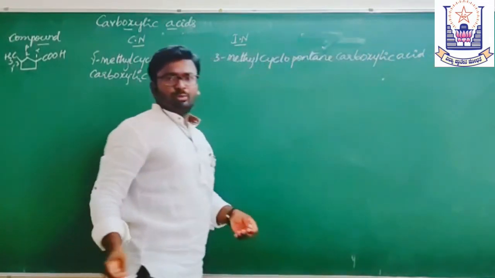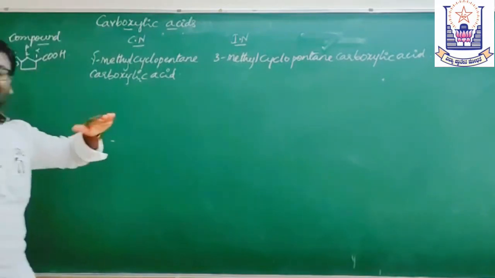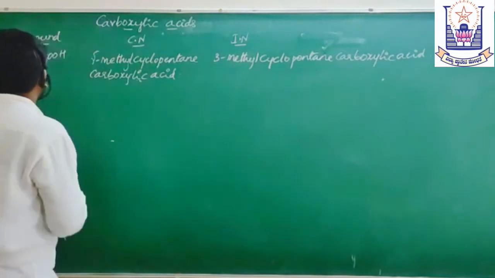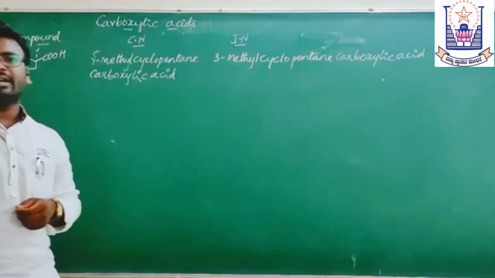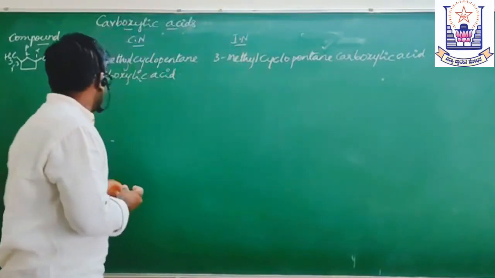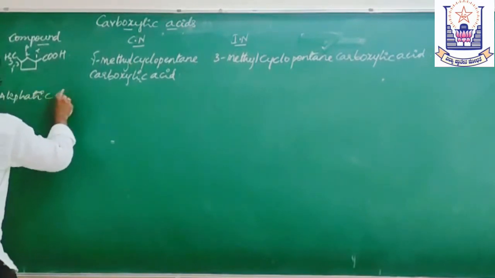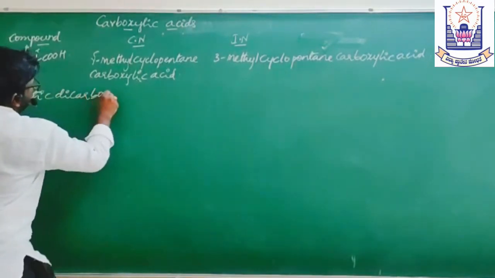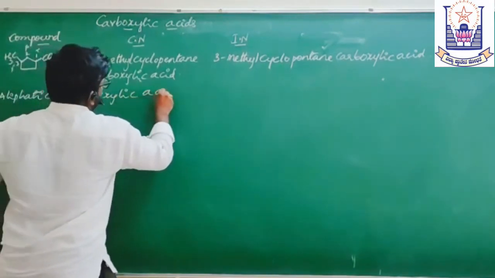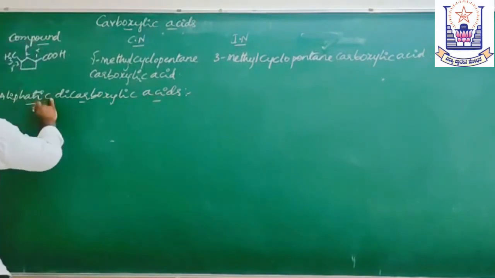Okay, like this we have to move. Yes. Come to the next, dicarboxylic acids. Dicarboxylic acid means an organic compound with two COOH groups. Okay, let's consider some aliphatic dicarboxylic acids.